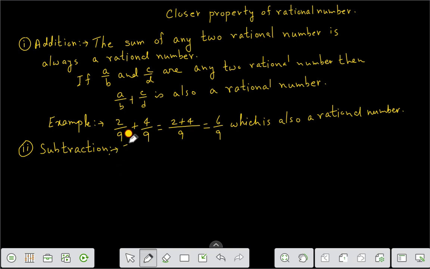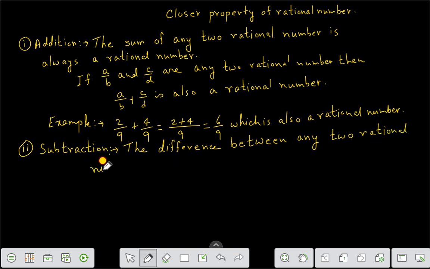The difference between any two rational numbers is always a rational number.